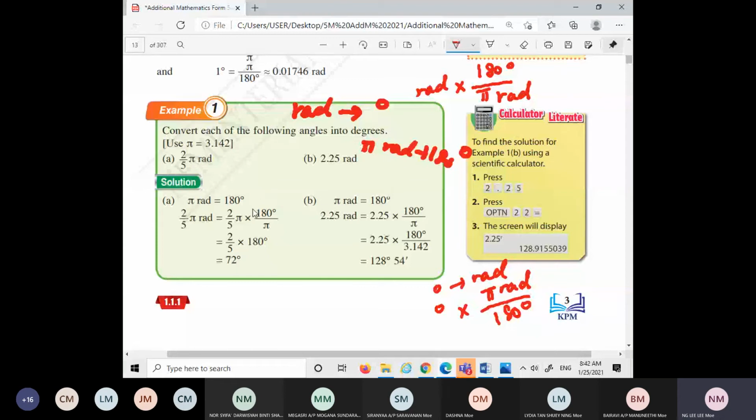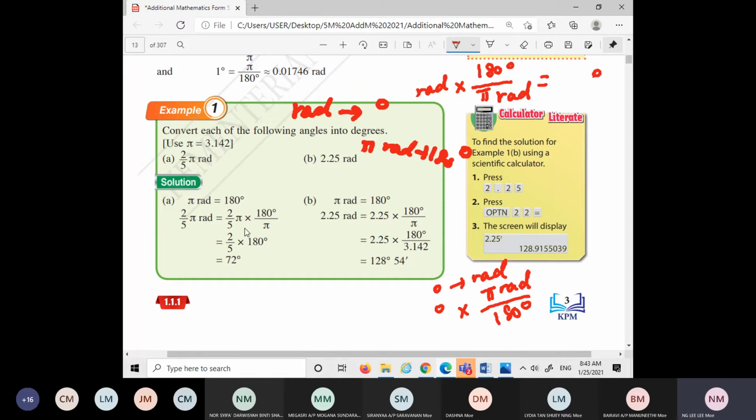Okay, so now you see, I don't want you to memorize 180 degree over pi radian or pi radian over 180 degree. I want you to know why. It's because if you cut the unit radian, then your unit left is degree. Therefore, this radian will convert into degree. If you understand, it's easier: you just have to remember 180 degree is pi radian.